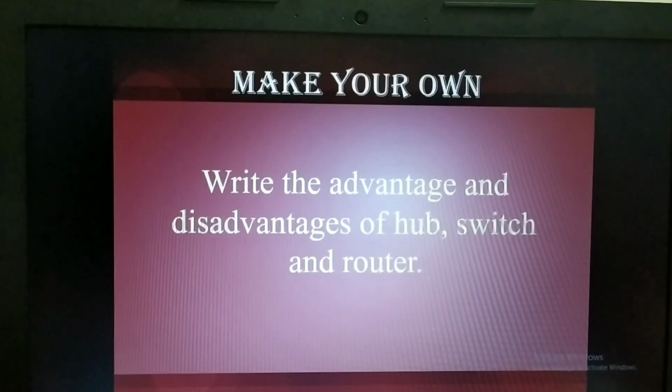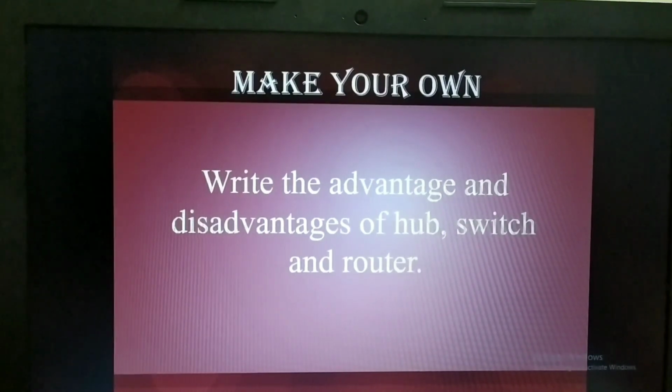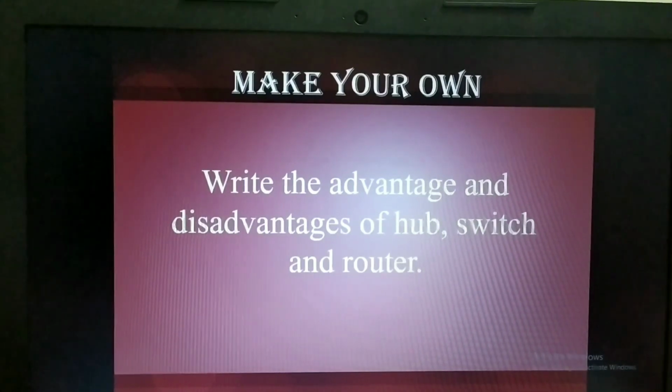Next, for switch, there is the MAC address, we already know. And router works with IP addresses. MAC address for switch, IP address for router. That means router works with the IP address of the devices or of the network. You all know what is IP address, Internet Protocol address.